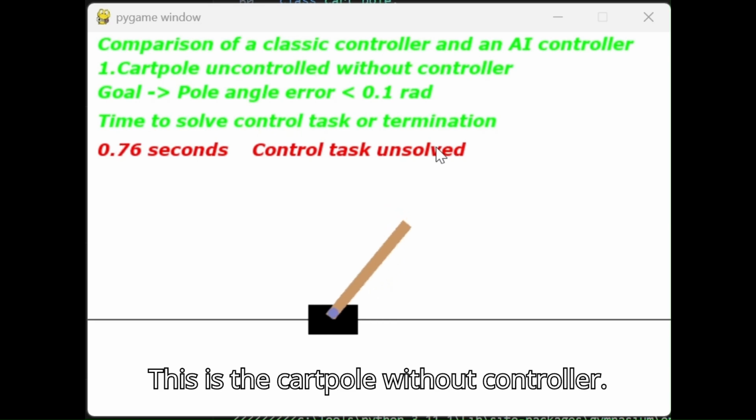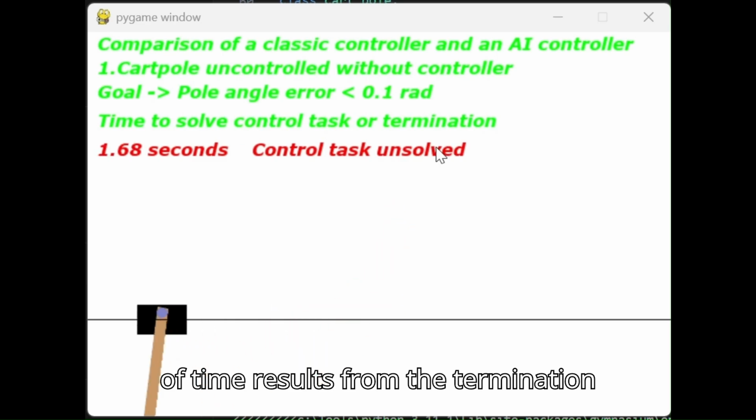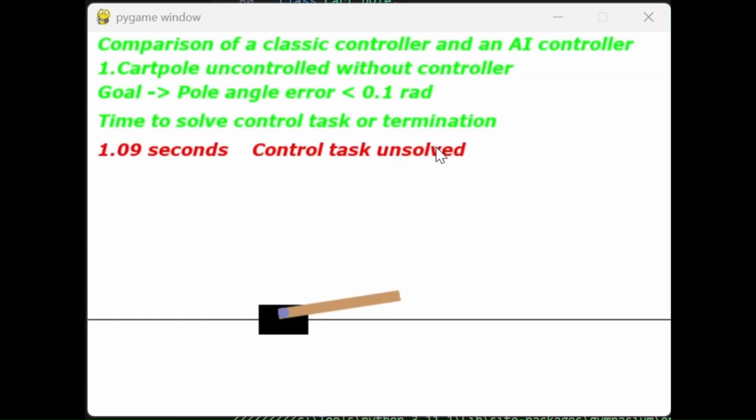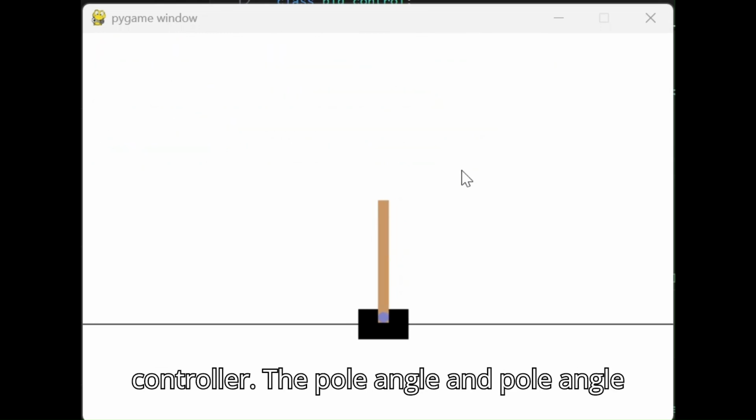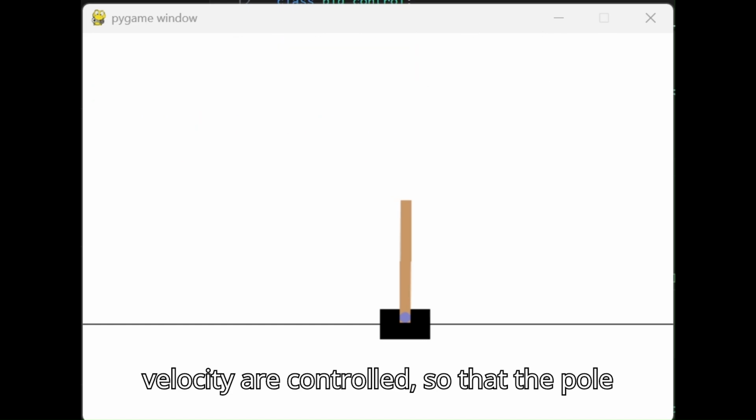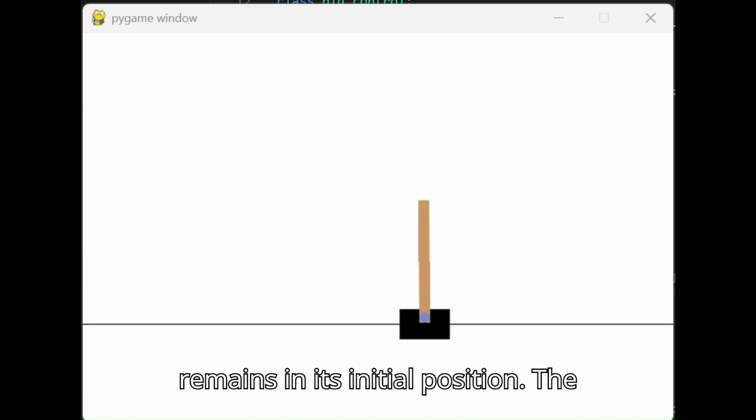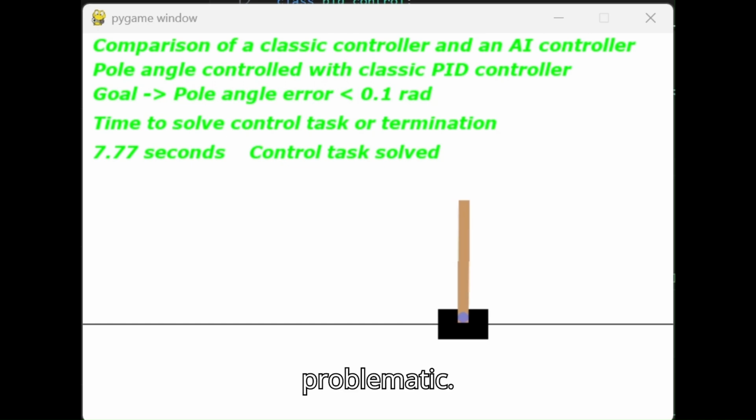This is the cart pole without controller. It drops down immediately. The short period of time results from the termination criterion being reached. This is the cart pole model with a PID controller. The pole angle and pole angle velocity are controlled, so that the pole remains in its initial position. The uncontrolled drift to the right side is problematic.